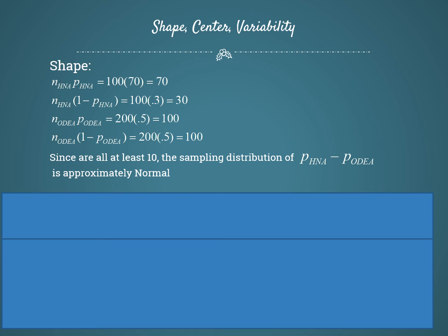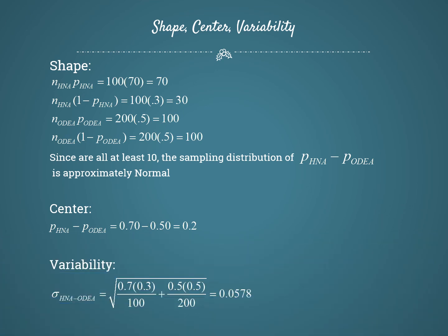The next thing I'm going to do is my center, and that one's pretty straightforward. I just subtract what I was expecting to find, the p's, not the p hats, right? So 0.7 minus 0.5 is 0.2. So that's what I would expect to see as my mean. And then the variability, right? Again, 0.7 times 0.3 over 100, 0.5 times 0.5 over 200, add them together, take the square root, and I get 0.0578. So now I have a mean right here of 0.2, and now I have a variability.